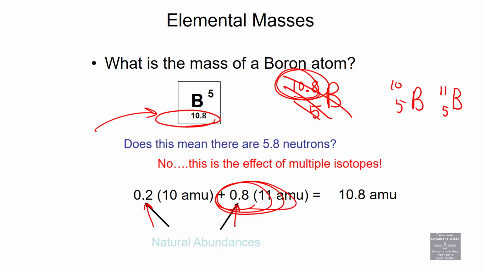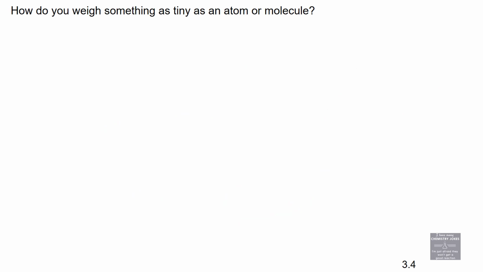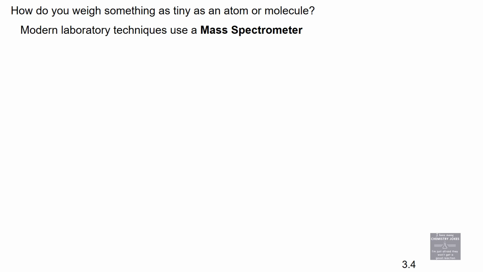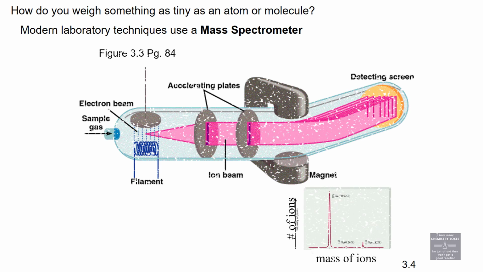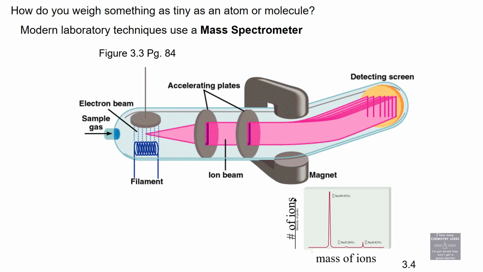Make sense? So we can measure and take the mass of things on a scale in the lab, on a balance in the lab, but how do you measure and take the mass of something as tiny as an atom or a molecule? In labs, we use a mass spectrometer. So this is a mass spectrometer. This is an image from your textbook.